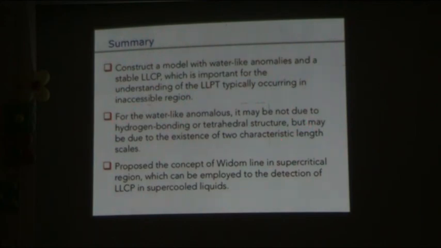But there is a key message here: all of this anomalous behavior may be because of the existence of two length scales. This may be kind of ambitious, but I think that's the conclusion we can get from our model study. It's due to the two length scales existing in the system. Also we propose the concept of the Widom line, and we can use these Widom lines in the supercritical regime. By tracing the Widom line ending point, basically you get the critical point. So you can use this to detect the critical point.